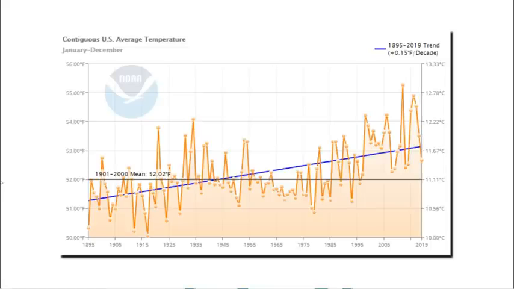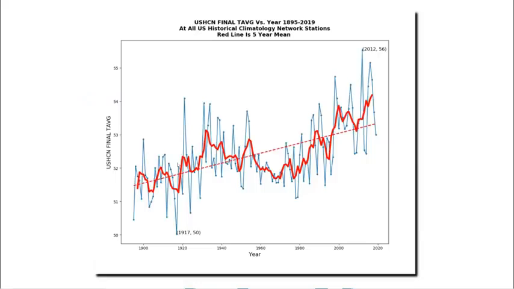NOAA publishes 3 monthly data sets. The first one is known as raw, which is the actual measured data. The second one is called time of observation bias, and the third one is the final data set, which has been heavily adjusted by NOAA. This graph from NOAA is based on the final adjusted data set. I download that data set from the NOAA website all the time, and I'm able to reproduce their graph.